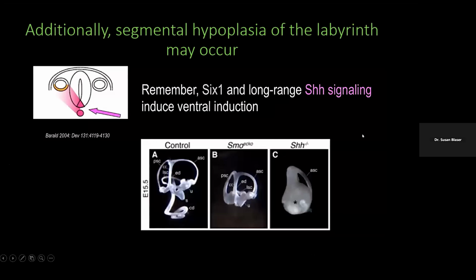Now, you can also have segmental hypoplasia of labyrinthine structures. Remember, why do we have these in association with brain anomalies? Well, because of long-range sonic hedgehog signaling. So just remember, ventral induction is a problem, and it certainly does go along with some of the inner ear anomalies that we see. So here's normal. Here's one that has one mutation. Here's one with another, and you can see no cochlear bud here, and frankly, that's just a bit of a blob or a common cavity.